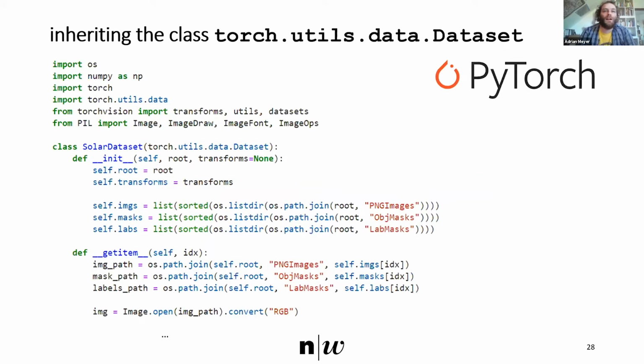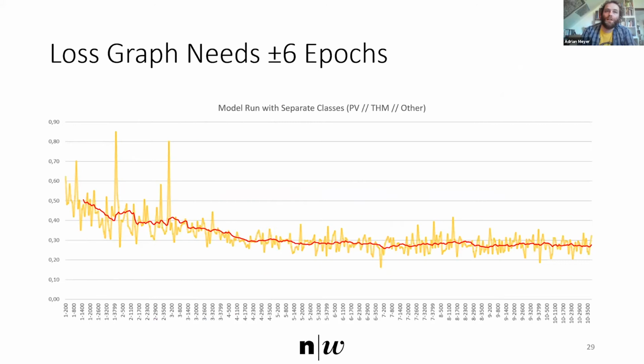You can see how I define a couple of directories here, and that the PNG masks and the object masks are joined with the label masks and then drawn over the images, and you can load all of this into PyTorch and run it. And when you look at the loss graph, this is now a model run with 3 separate classes. So the photovoltaic panels are separate from the thermal installations, or the ones where the labeling experts were unsure.